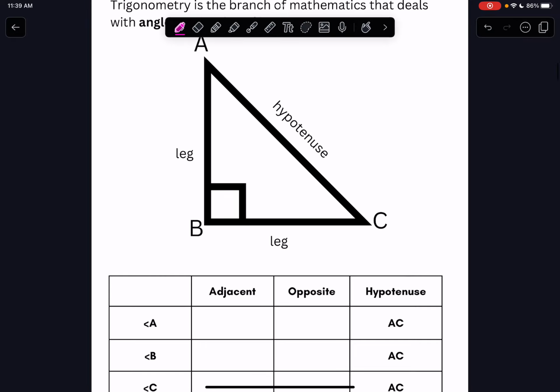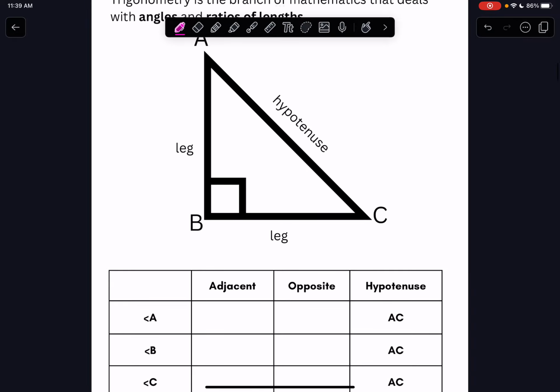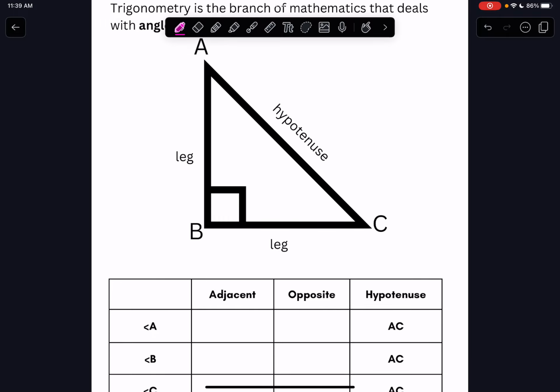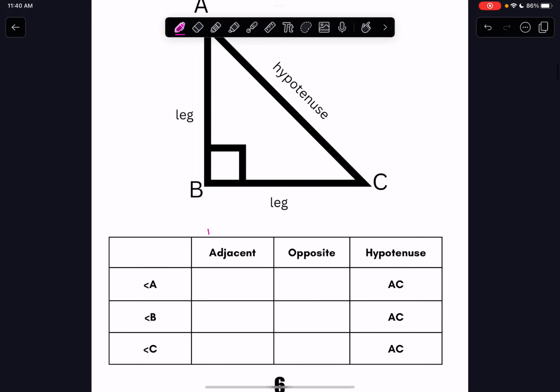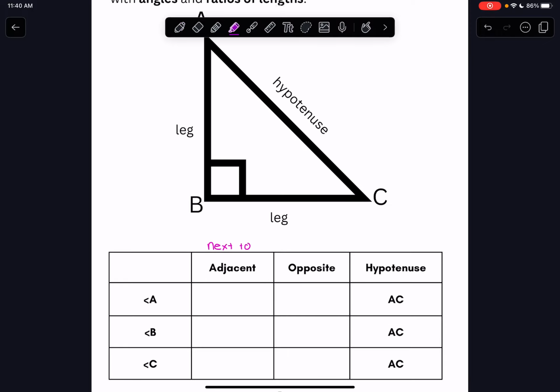For example, if we look at our three angles, we have angle B, angle A, and angle C. We need to be able to recognize what side is adjacent, opposite, and of course the hypotenuse. The hypotenuse does not change. We should all be able to see that it is AC. Adjacent means next to. So which side besides the hypotenuse is directly next to angle A?